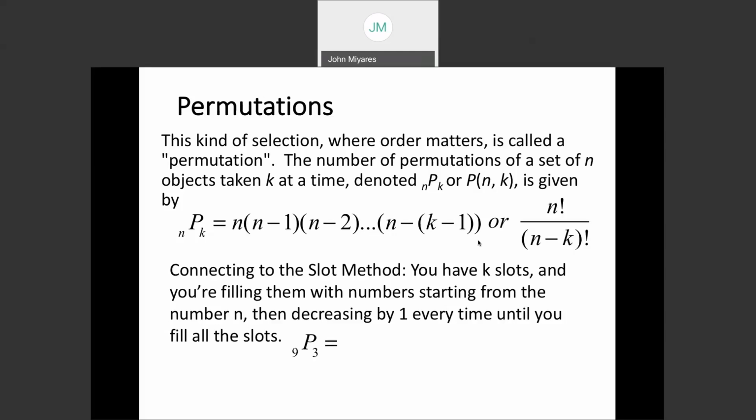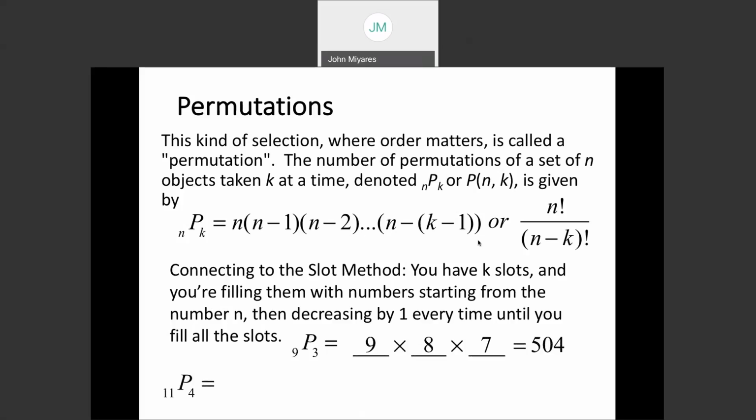Let's look at this from a couple different ways. This expression, 9P3, what we're basically saying is that if I have 9 things and I want to pick 3 of them, how many orders can I pick those 3 things in? Well, since we're picking 3, that means we have 3 slots to fill. So I can multiply 9 by 8 by 7, which gives 504.